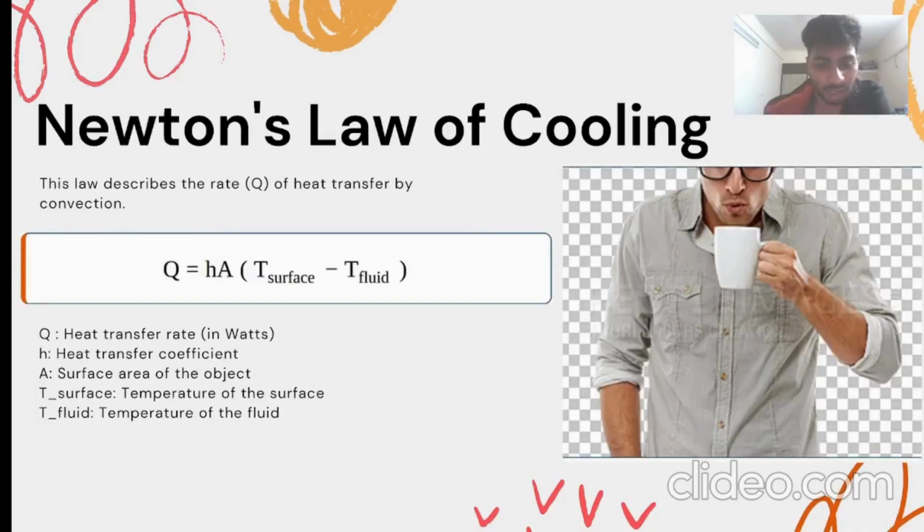Newton's law of cooling. Newton's law of cooling describes how quickly heat is lost by convection. It states that the rate of heat transfer is proportional to the surface area and the temperature difference between the surface and the fluid. The image here shows how a hot object cools faster when the temperature difference with its surroundings is higher, a direct application of Newton's law.